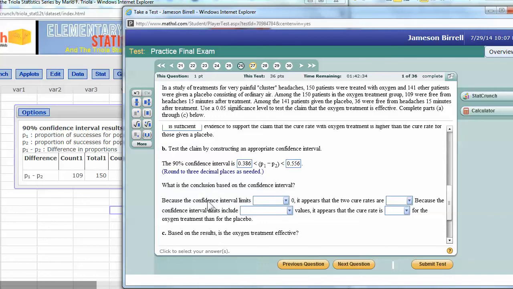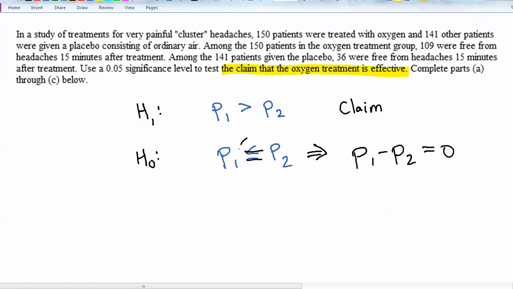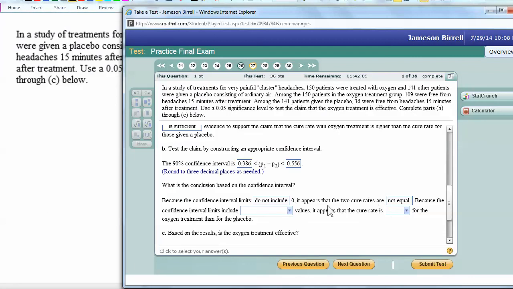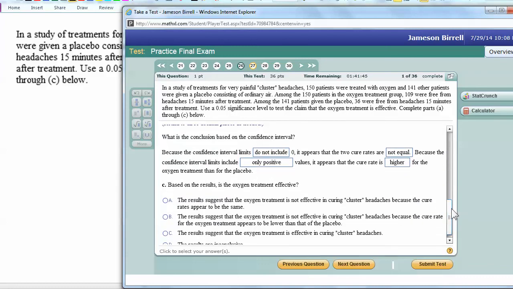What's the conclusion based on the confidence interval? Because the confidence interval limits do not include zero, it appears the two cure rates are not equal. Remember how to think about that. If they were actually equal, then you'd be saying essentially that it was zero. But it doesn't include zero, so they're not equal. Because the confidence interval limits include only positive values, it appears that the cure rate is higher for the oxygen treatment group than for the placebo. In other words, that it's effective.